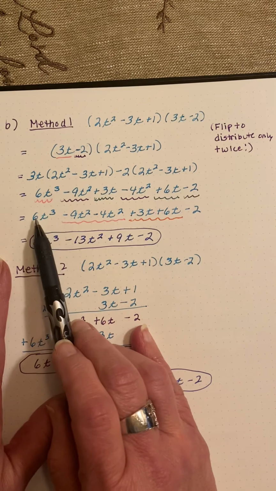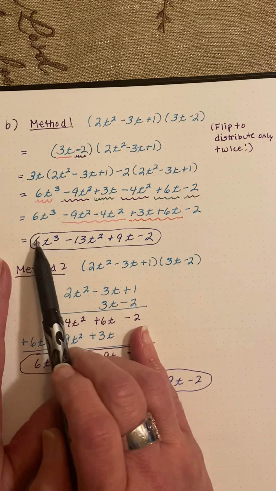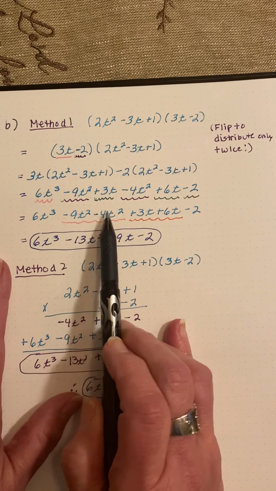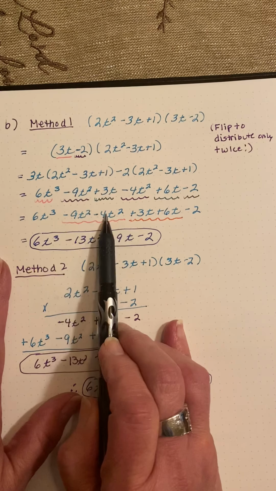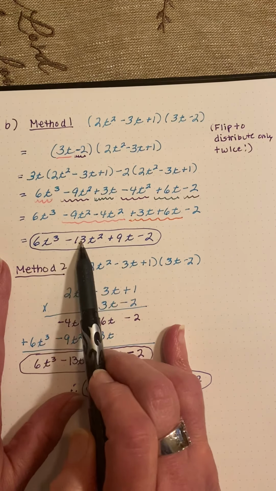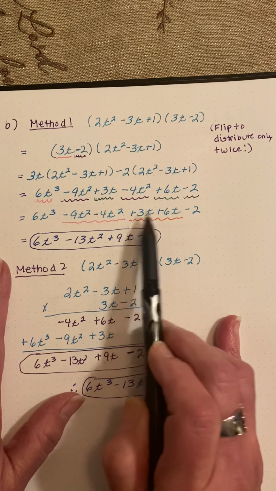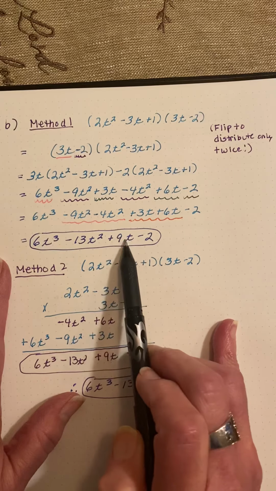So now I do my combining. This stands alone, so 6t to the third. I combine my negative 9 and negative 4. 2 negatives is a negative, and I add: negative 13t squared. 2 positives I add. 3 and 6 is 9, positive 9t minus 2.